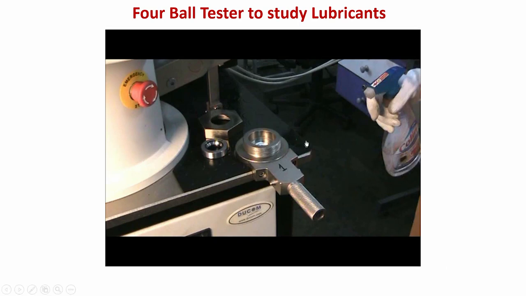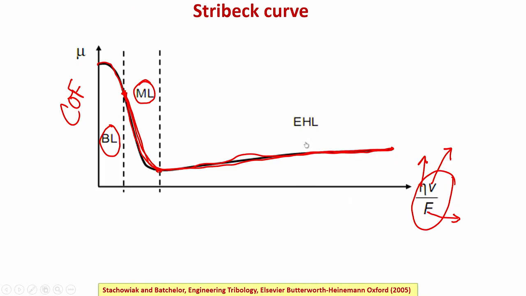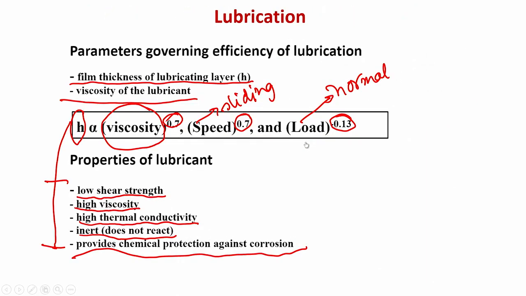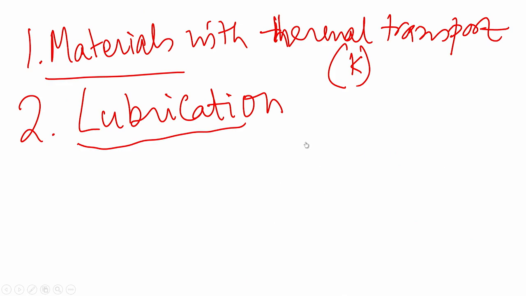So, this is one of the industrial examples, like the 4-ball wear tester to study lubricants. And this 4-ball wear tester is very important to screen various commercial lubricants in the industry. So, what I am going to do in the next couple of lectures is that we will apply the particular knowledge that we have gained so far from friction, wear and lubrication, and then we will also start with that.